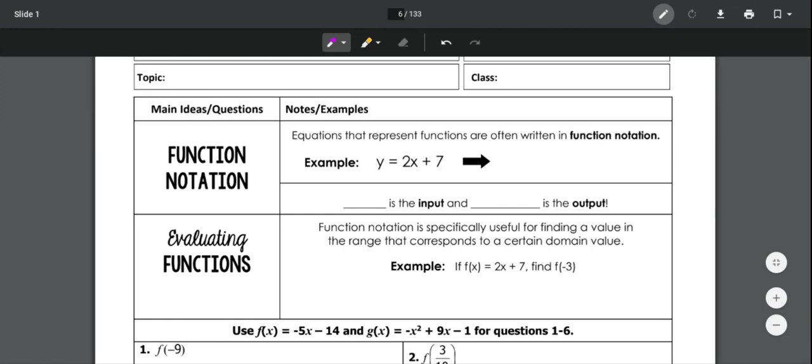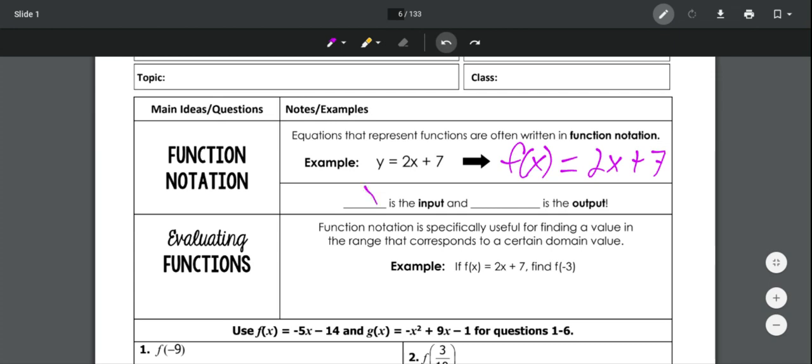Equations that represent functions are often written in function notation. Function notation is just another way of saying f of x equal to 2x plus 7. It's just another way of writing y, or it could be another way to write a variable. It's just a function notation. It's just kind of like it sounds.